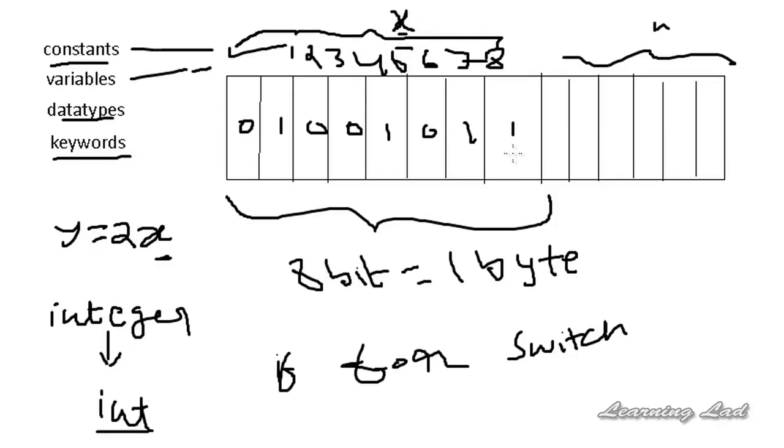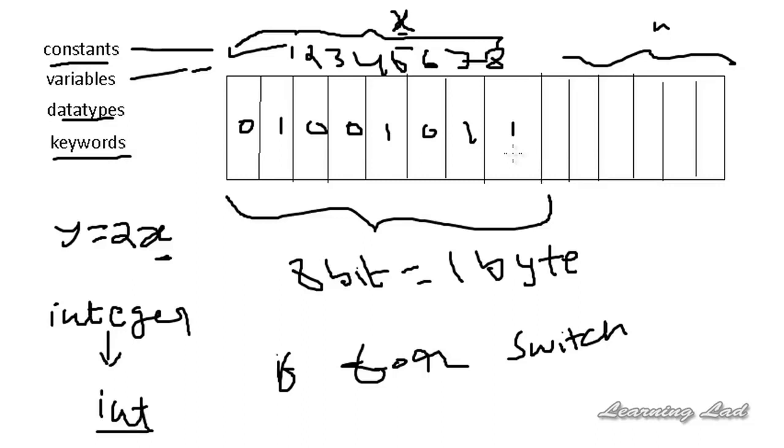Once again, a constant is an entity which doesn't change. We have integer, floating point, character, string constants. Then a variable is a name given to a memory location in order to access that easily. And then data type indicates what type of data is stored in a variable, and the keywords are the words whose meaning is already defined to the compiler, and we can't use them as variable names.